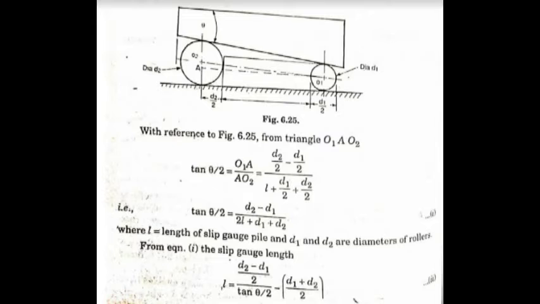From the above equation, the slip gauge length L equals ((d2 minus d1) by 2) by tan theta by 2, minus (d1 plus d2) by 2. Thus initially the length of the slip gauges is calculated by the above equation, and the rollers are placed just in contact with the slip gauges. By using this, we can easily find out the angle with the help of theta.